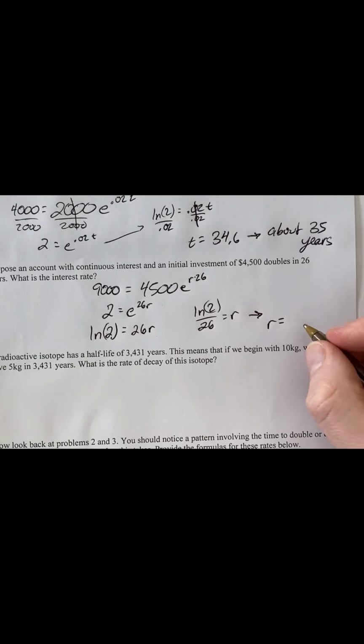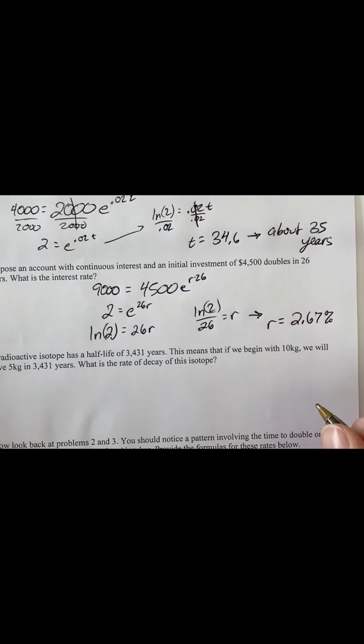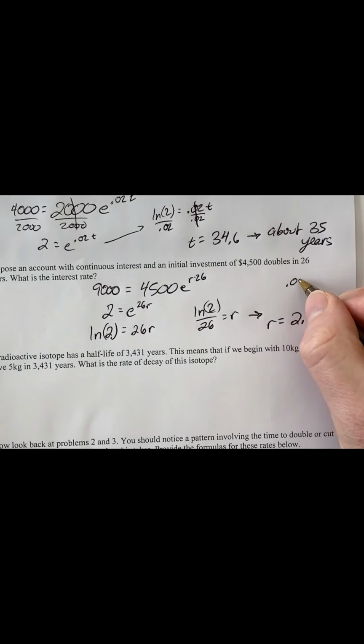And I got about 2.67%, which means I had about 0.0267 and some other stuff, but I turned it into a percent to make it a rate.